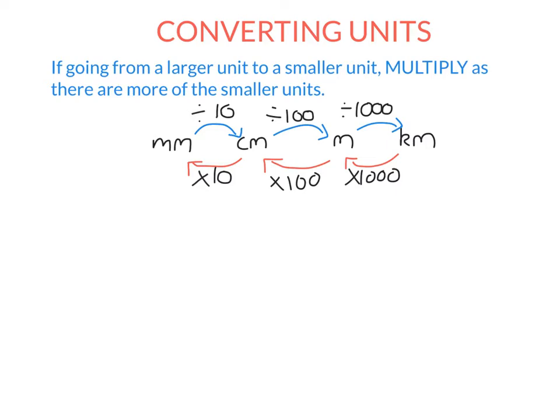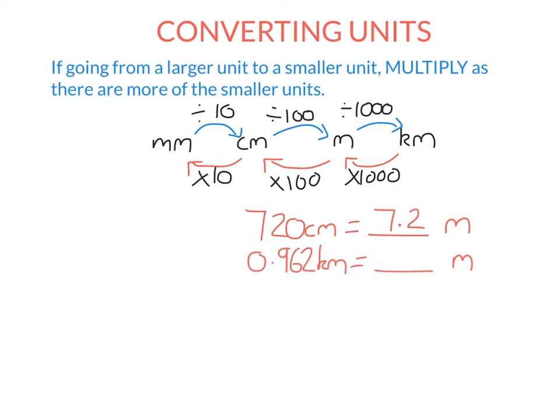Let's say, for example, I have something like 720 centimeters and I want to convert that to meters. Well, I'm just going to follow my chart here. Centimeters to meters, I divide by 100. So I just go 720 divided by 100 and I get 7.2. So 720 centimeters is the same distance as 7.2 meters.